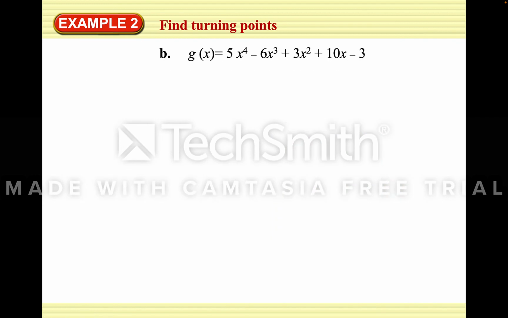All right, for g of x equals 5x to the fourth minus 6x cubed plus 3x squared plus 10x minus 3, you want to go ahead and put that in your calculator. Things to notice: there can be at most 3 turning points because n minus 1 is 3. We know the end behavior, both ends are going to go up because we have an even degree, so they're going to go the same direction, and we have a positive leading coefficient. So let's look at what it looks like.